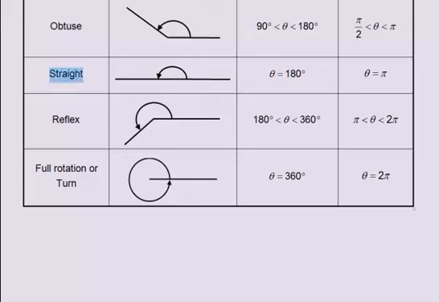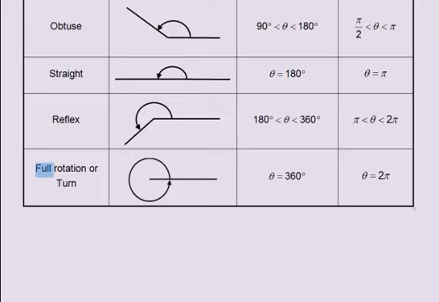Type of angle, straight. A straight angle is depicted like this. In degrees, a straight angle is 180 degrees. In radians, a straight angle is pi. Type of angle, reflex. A reflex angle is depicted like this. In degrees, a reflex angle is greater than 180 degrees and less than 360 degrees. In radians, a reflex angle is greater than pi and less than 2 pi.